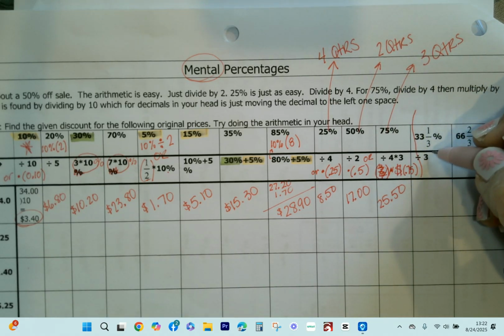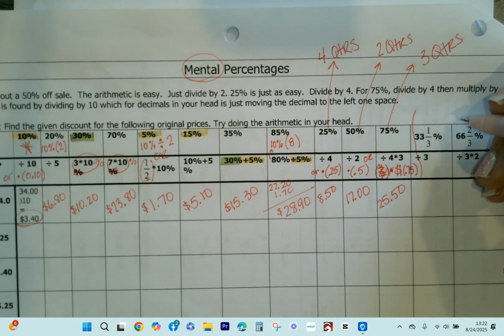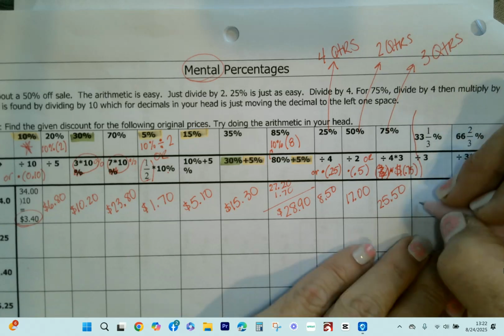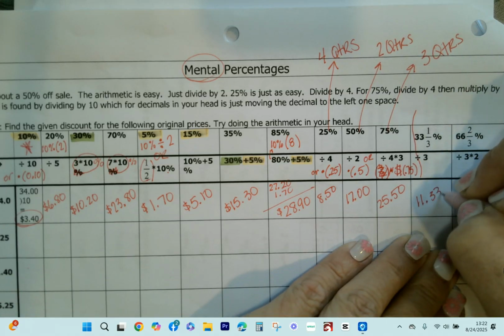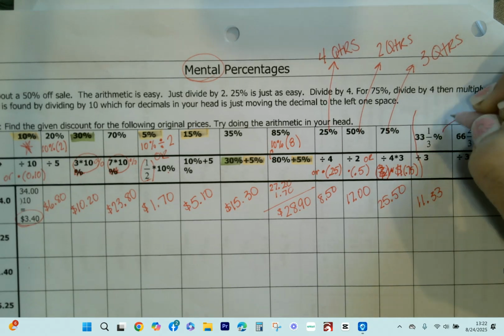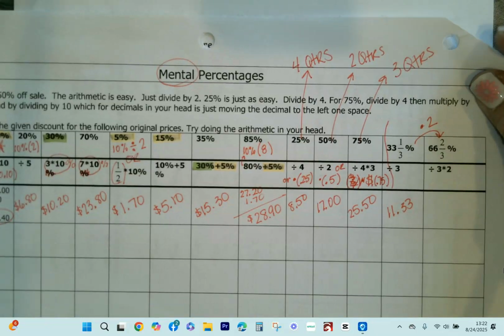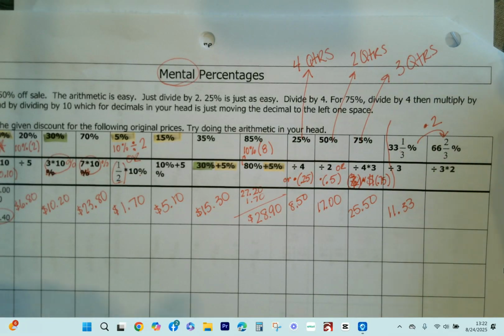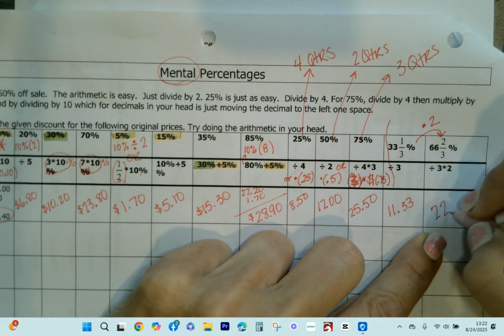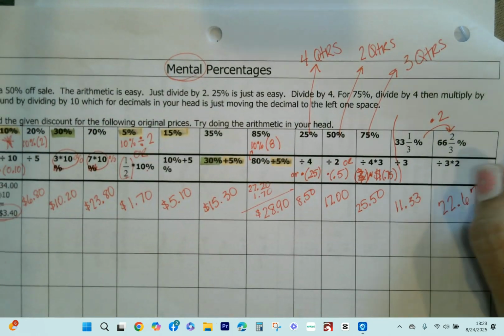Okay. And then 33 1/3. Okay, now dividing by 3 is not the same as taking 30%. So 34 divided by 3, it's going to give me $11.33. And then right here, if you just multiply by 2, okay, so if you multiply this by 2, you're going to get your 66 2/3. So I'm going to take my previous answer and I'll get 22.66. Or I guess if you're doing money, you'd round it up to 67. Okay, so that is mental percentages.